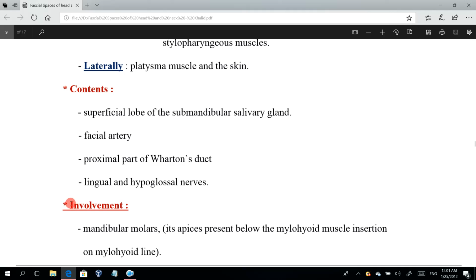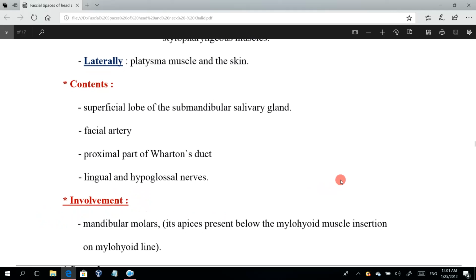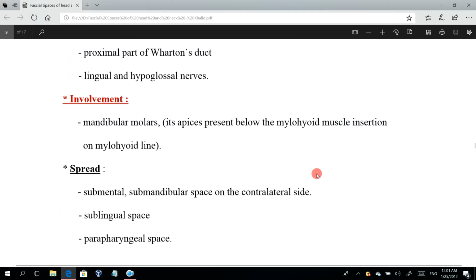Involvement, how this space is involved by infection, how the infection reached this space, mandibular molars.